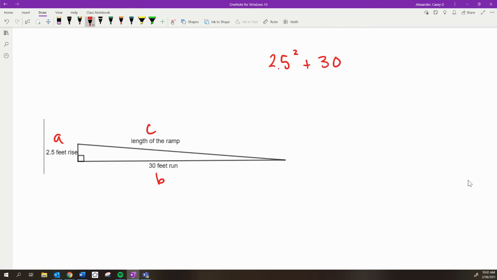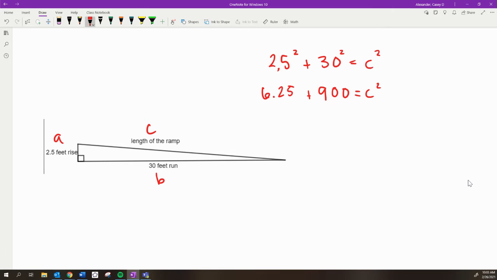2.5 squared plus 30 squared equals C squared. Now, when you square the numbers, the value gets much longer. 30 to the second power is 900. But 2.5 to the second power is only 6.25.